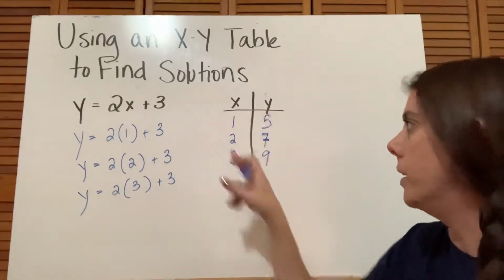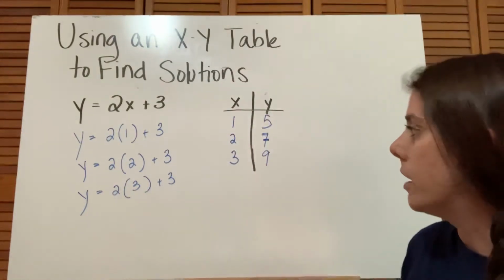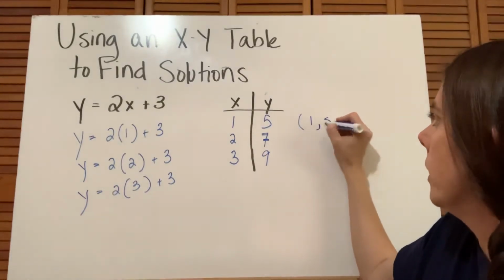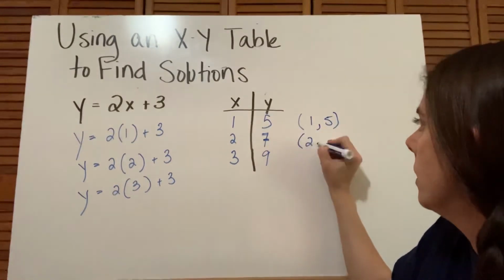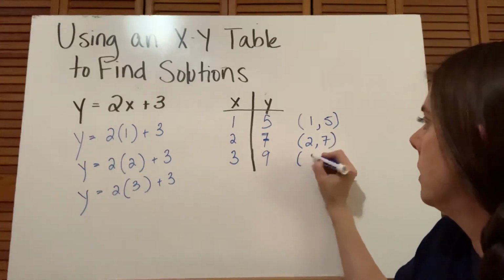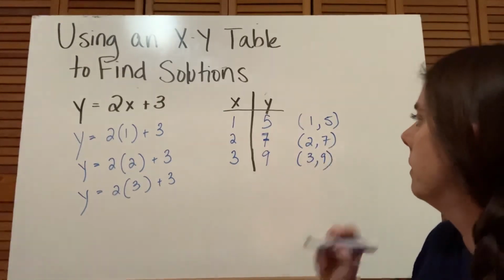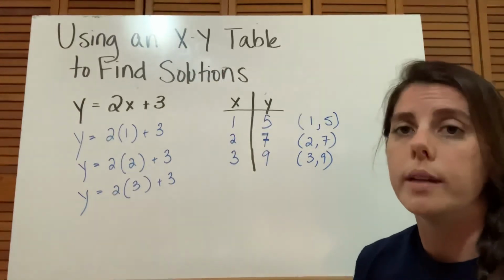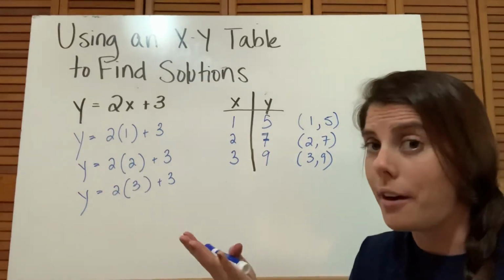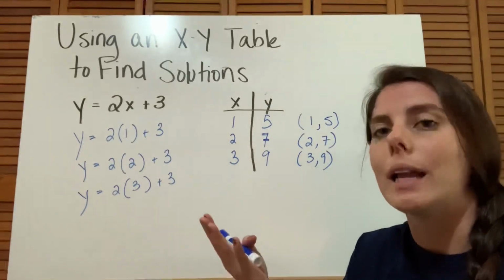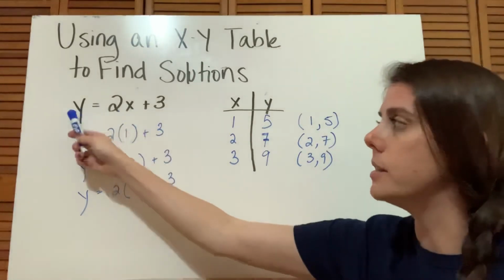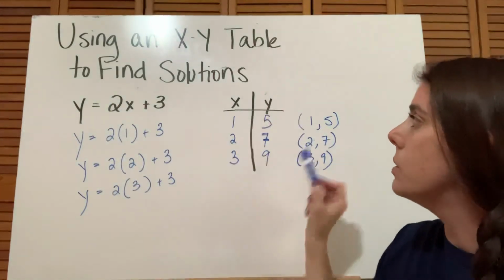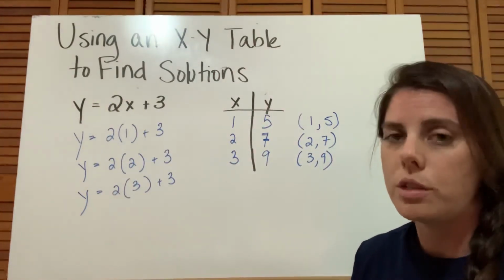Now what do we do with these? These represent our coordinates. So we could actually write these over here as a coordinate: 1, 5, 2, 7, and 3, 9. And those would be the coordinates that we could plot on the coordinate system. And when we connect the dots, what are we going to get? We're going to get a line that represents this initial equation that we have. So this is how we use an XY table to find solutions to an equation.